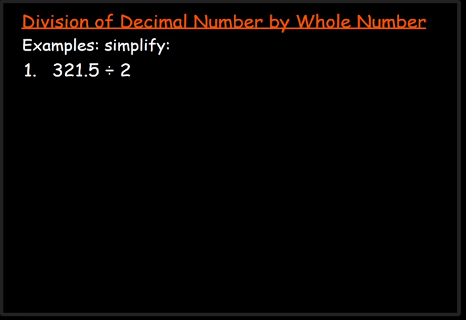So for today we'll be taking division of decimal numbers by whole number. Division of decimal number by whole number. So let's take examples. Number one, 321.5 divided by 2. Simplify 321.5 divided by 2. So let's see, what do we do?